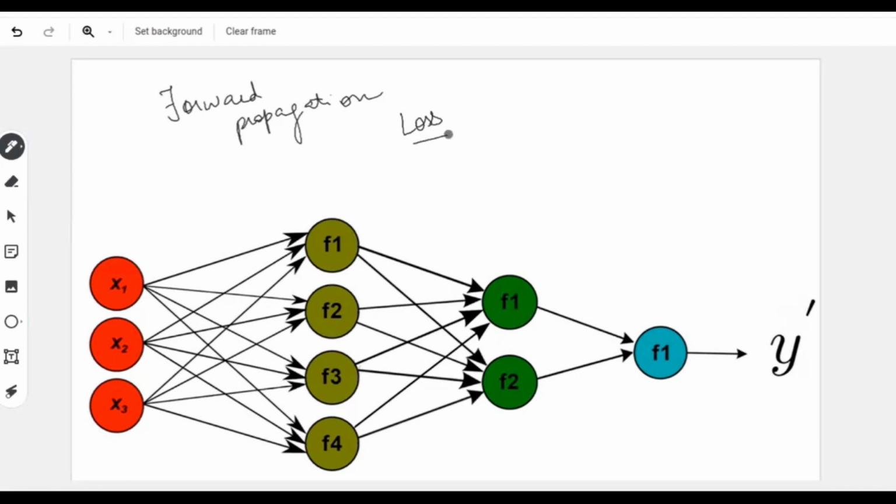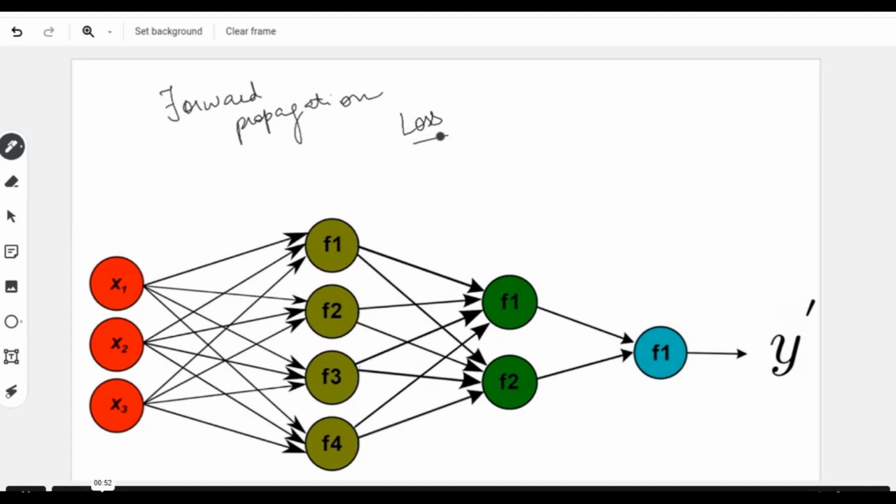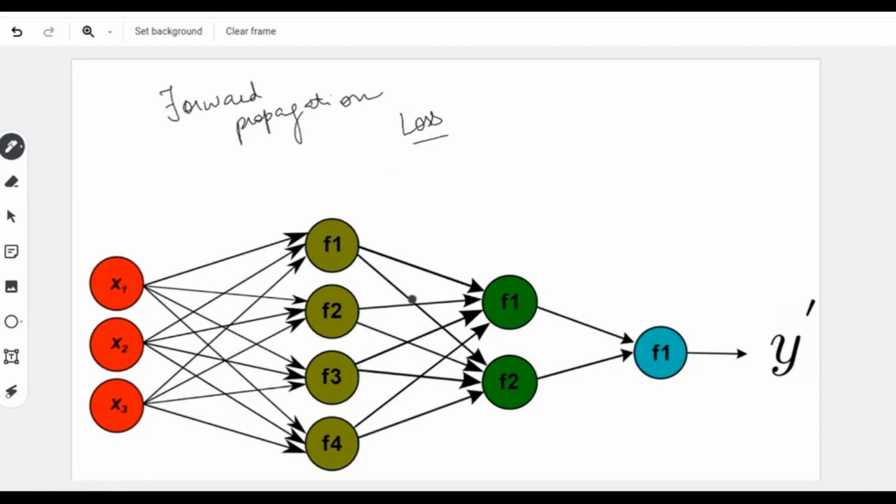Now you have the loss calculated, so you have to somehow change the weights and biases to minimize the loss. That was the problem statement. To do this, we use optimizers. Optimizers are used to optimize the weights and functions and everything. We talked about one optimizer, that is gradient descent.